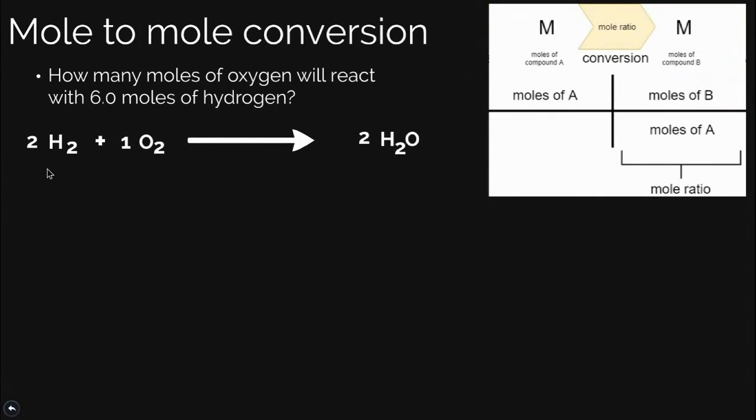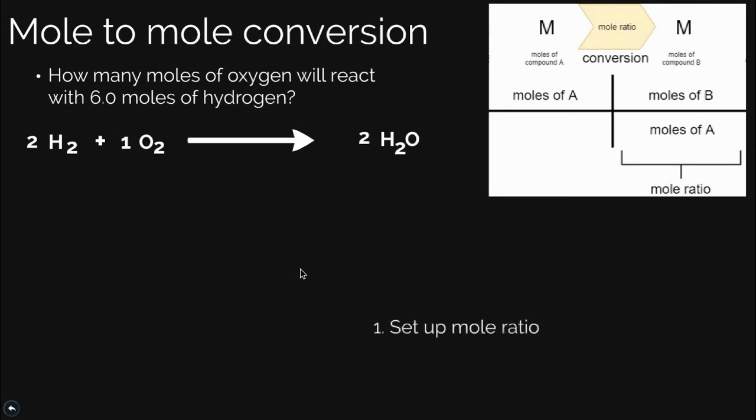This is already balanced. You can tell because on the left I have 2 times 2 hydrogens, which gives me 4. On the right side, I will have 2 times 2 hydrogens, again 4. For my oxygen, 1 times 2 oxygens gives me 2, and then 2 times 1 oxygen will give me 2 as well. So it's a balanced chemical reaction. We're good on that front.